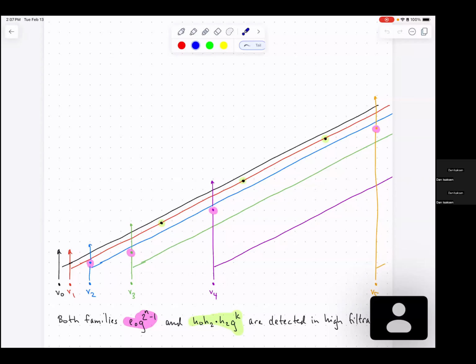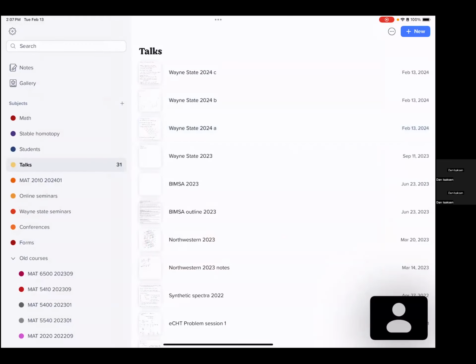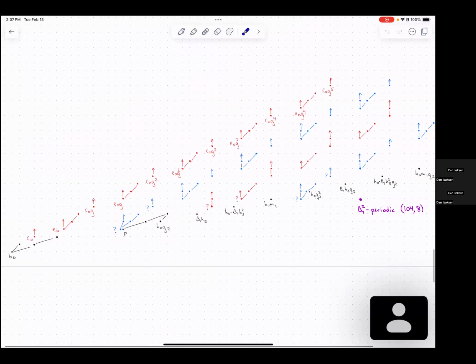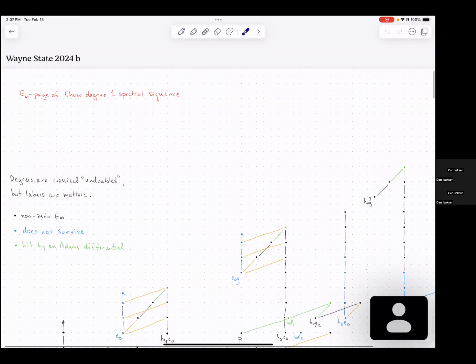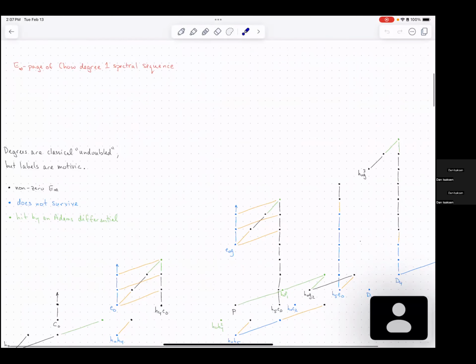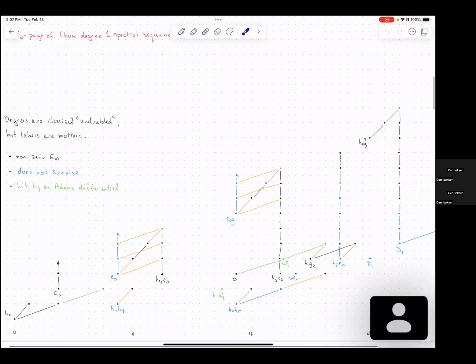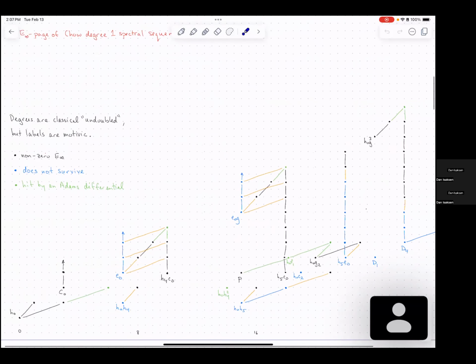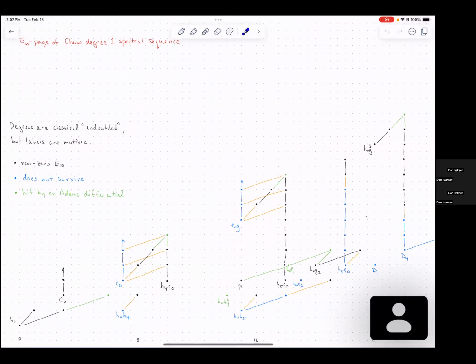Okay, so now I'm gonna show you some of the actual results. What does this actually look like? So let me pull up this other set of slides here. Okay, so how's that? Oh, that's visible, I think. All right, so here is the E infinity.